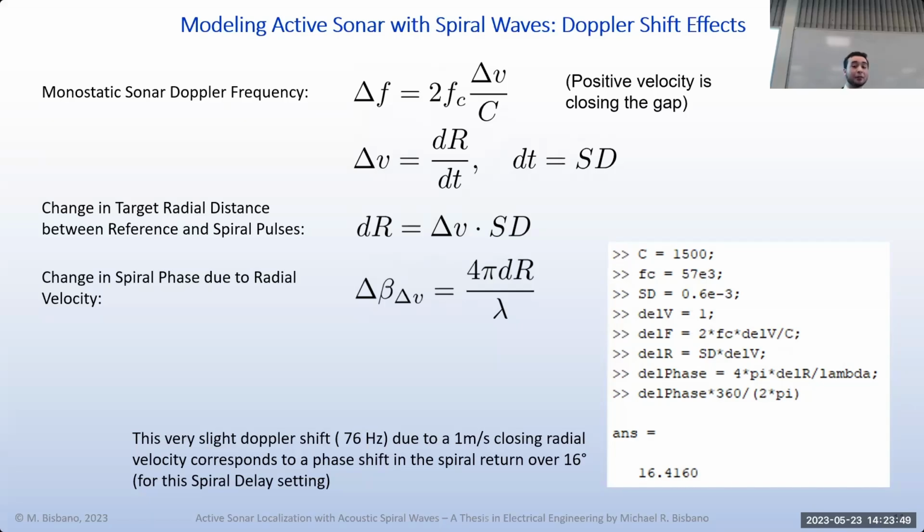The delta F, or the Doppler shift in frequency, is only 76 hertz. But the delta range is significant enough that the phase shift interpreted by the bearing estimator would be on the order of 16 degrees, which is huge for a target that's moving that slowly. We could reduce this by reducing the spiral delay, but then we might also have to reduce the pulse width, and that might reduce our actual power output.